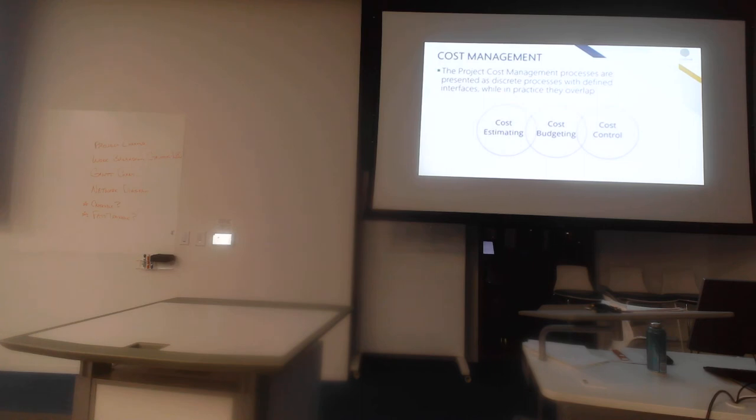Here's the overview from the PMBOK 6 guide. So 7.1, 2, 3, and then 7.4, which are the four aspects of project cost management, which are presented as discrete processes, right? With defined interfaces, while in practice they overlap. So once again, this chart may be a little smaller, but refer to the resource guide that I provided, the sixth guide, as a downloadable resource, and just kind of go through it.